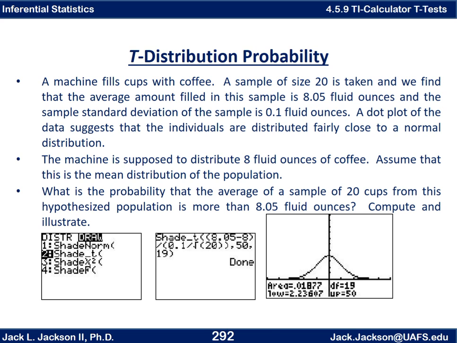We went from 2.23607, so that's our t star value you got by doing 8.05 minus 8 divided by 0.1 divided by square root of 20, and the upper I went to 50. Technically it should be going to 100. 50 is going to work okay, and the degrees of freedom are 19, so that's what we get there. We could have gotten the same number by doing this from the home screen as well.